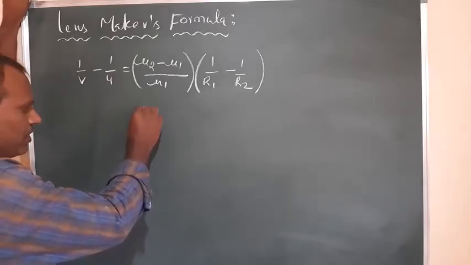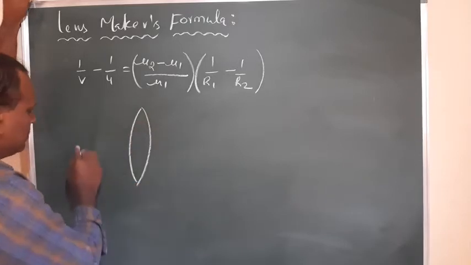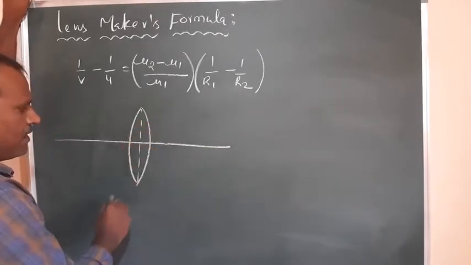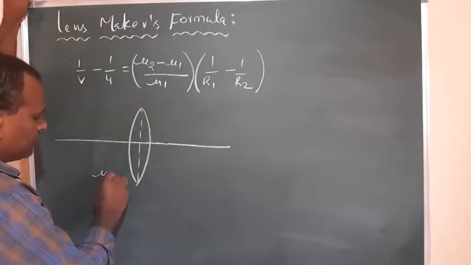Let it be, I am drawing here. So this is a biconvex lens, and here the refractive index outside is mu1.